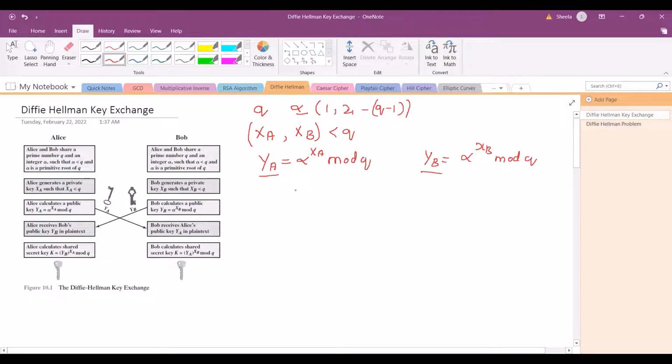Now, in order to get the session key, both the users exchange their public keys. So now user A has YB and user B has YA. How can the session key be generated? The session key is equal to YB to the power of the private key of user A, mod q. And user B takes the public key of user A, and for that considers YA to the power of XB mod q, where XA and XB are the private keys of the corresponding users.